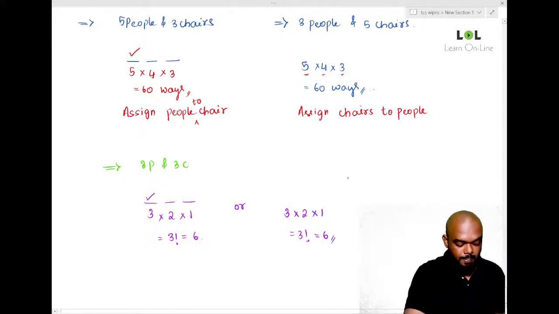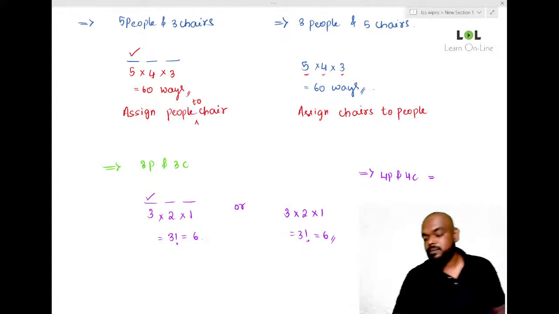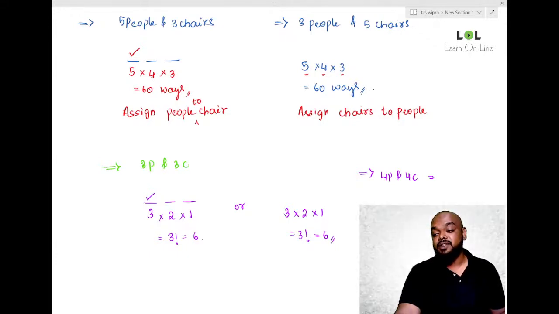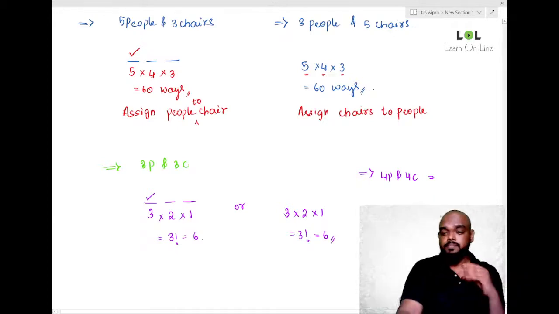Now you tell me, what will be the answer if I give it to you this way? There are 4 people, 4 chairs. What will be the answer? Anybody? You try and tell me. 4 people, 4 chairs, how many ways can we arrange? 4 factorial, that is nothing but 24 ways. Okay. Suppose I tell you 5 people, 5 chairs. 5 people, 5 chairs is what?